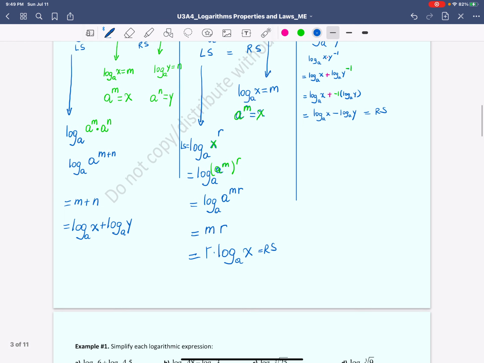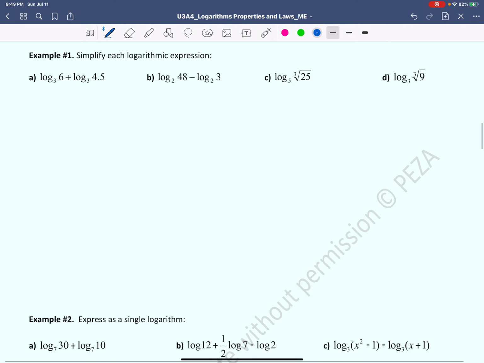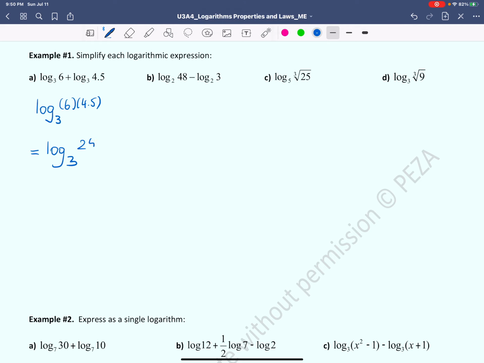So let's have fun practicing the formulas, the logarithmic laws. We have to simplify each expression. To simplify something means to make it smaller. So what we have in here is the sum of two logs. The bases, remember, have to be the same. So that means we have the product law. So 6 times 4.5. And that would equal log with base 3 of 25.